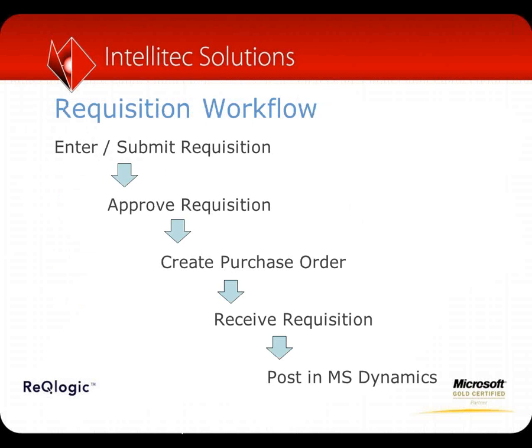So in today's example, we're going to do a requisition, and that consists of us entering and submitting a requisition. We're going to approve the requisition, create a purchase order, and I'm going to show you how to receive the shipment for the PO. And then lastly is posting the receipt in Microsoft Dynamics.